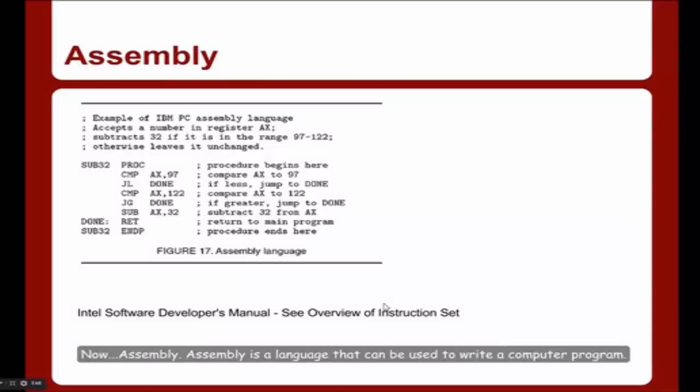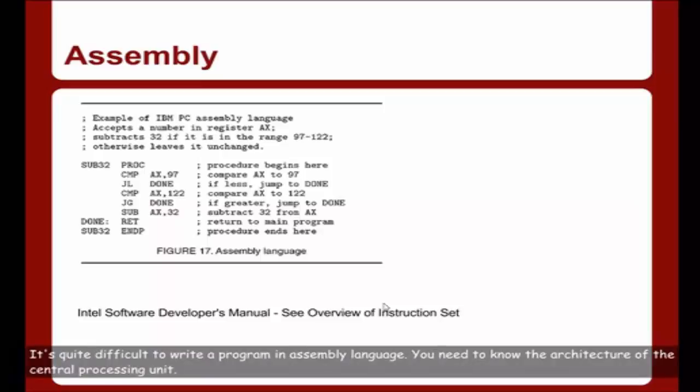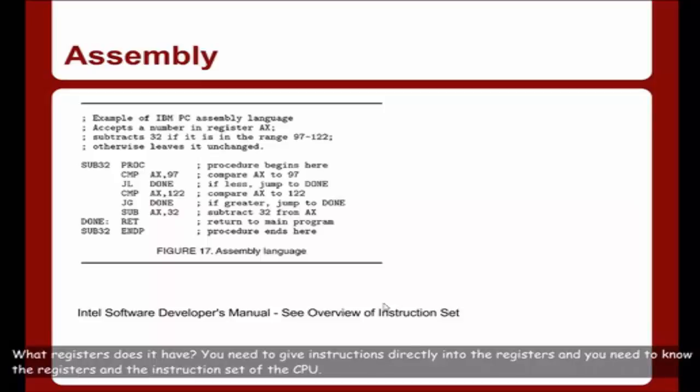Now, assembly. Assembly is a language that can be used to write a computer program. It's quite difficult to write a program in the assembly language. You need to know the architecture of the central processing unit, what registers it has, and you need to give instructions directly into the registers, and you need to know the instruction set of the CPU.